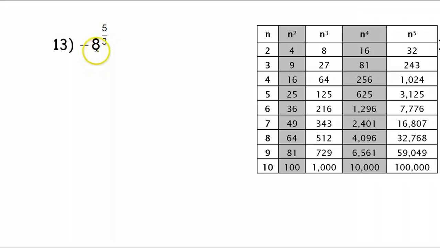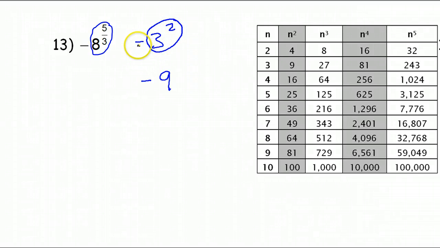Number 13. One thing to keep in mind about this negative sign. When I do the power, the negative sign is not included. When you apply an exponent to a number, the exponent only pertains to the number. For example, if I had -3 squared, the result of this would be -9. Unless I put parentheses around the negative sign, the squaring happens first. The squaring only pertains to the 3, not the negative. So I'd square this, I'd get 9, and then I'd stick the negative on.